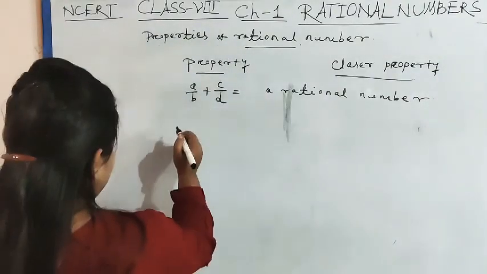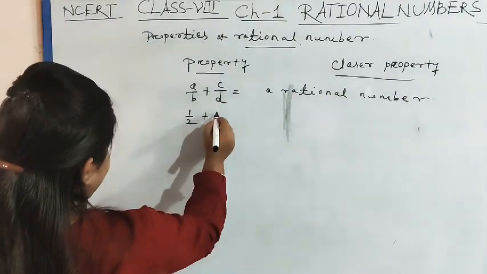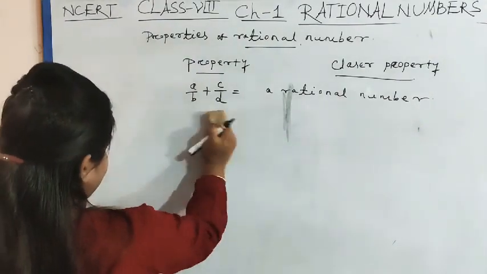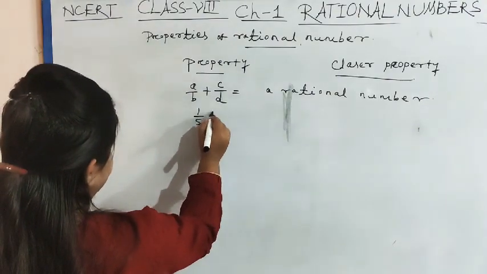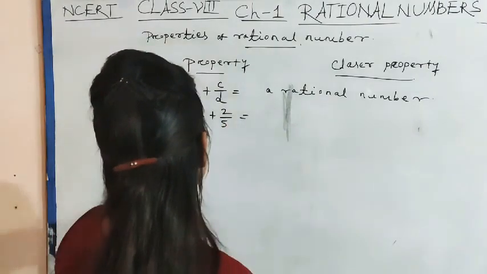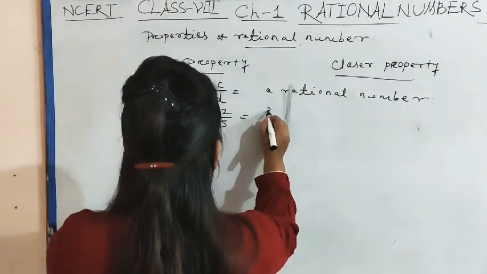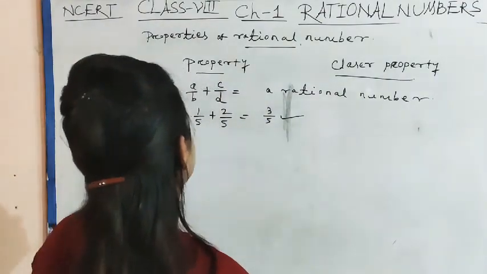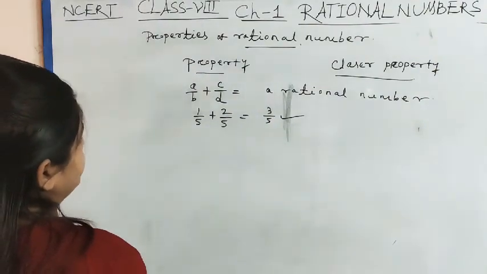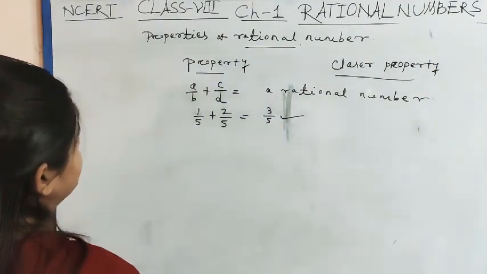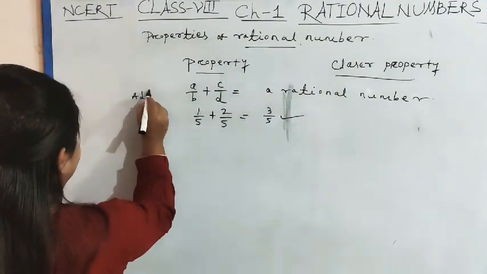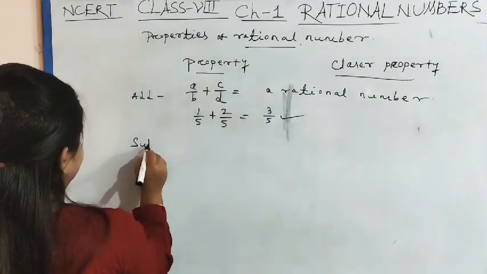Let us check. Suppose 1 by 5 plus 2 by 5. 1 by 5 is a rational number, 2 by 5 is a rational number. So 1 plus 2, 3 by 5 is also a rational number. So addition of rational numbers is under closure property. Then we will check for subtraction.